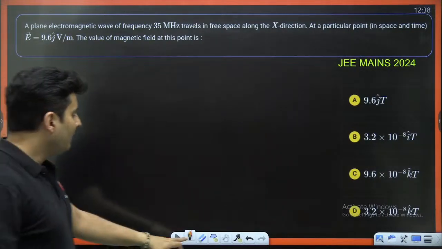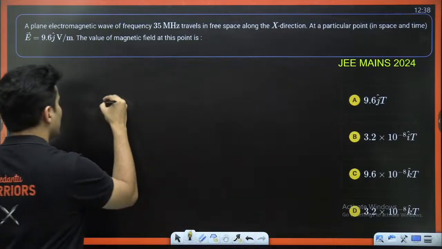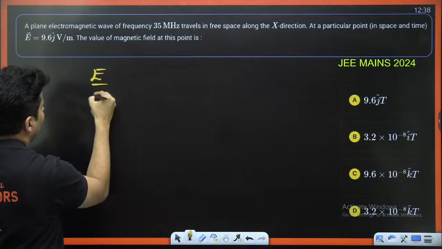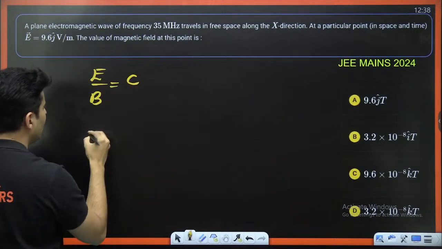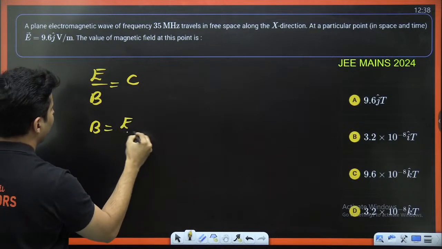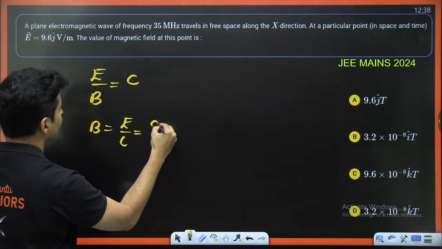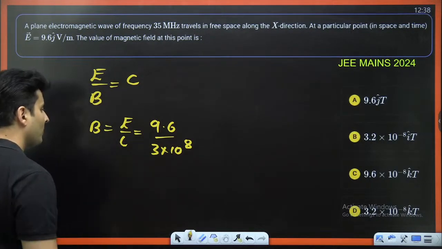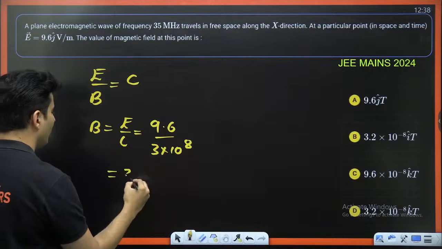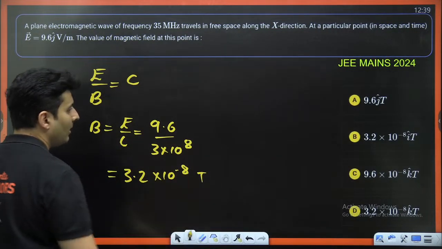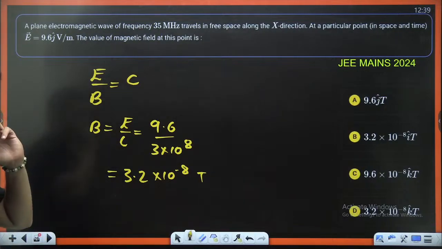Okay. See what happens. If I know the electric field, I can find the magnetic field using this formula. Electric field by magnetic field is C. So I want to find the magnetic field, so it will be electric field by C. Electric field is 9.6. Speed of light is 3 into 10 to the power 8. Divide this with 3. This will become 3.2 into 10 to the power minus 8 Tesla.